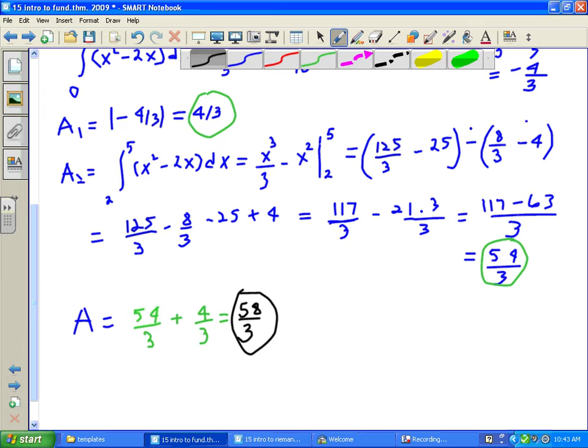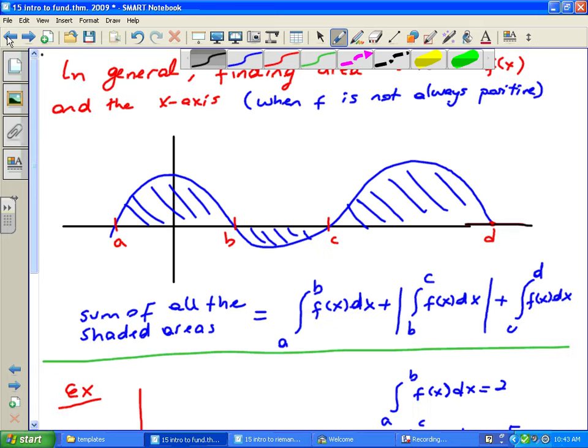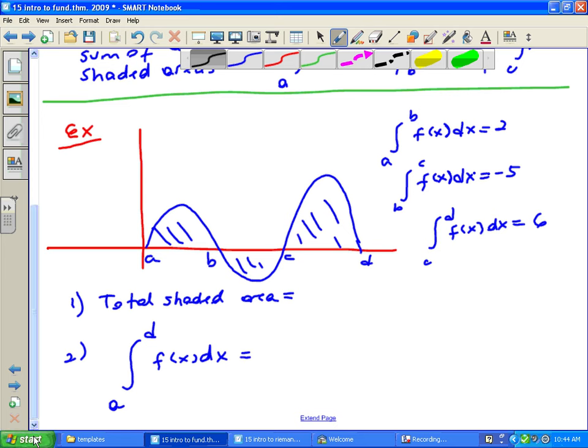Okay, I'm going to give you one more example about area. And it's on the bottom of this page. This question, you don't have a specific function. Like, I don't know if it's x squared or x cubed, I don't know. All I have is a graph. So you can see first it's positive, then it's negative, then it's positive again. And they gave us the integral values over those three regions.